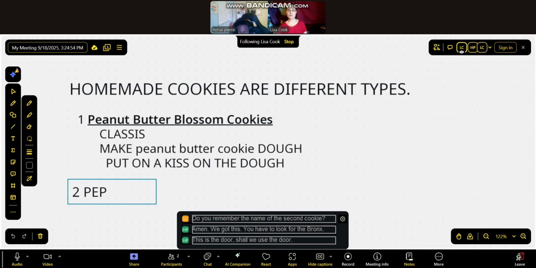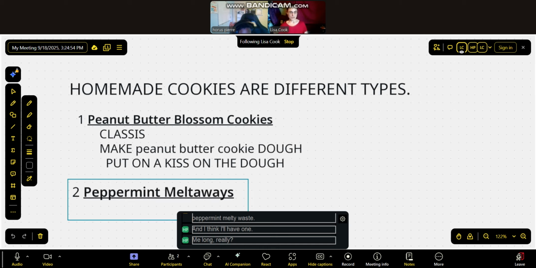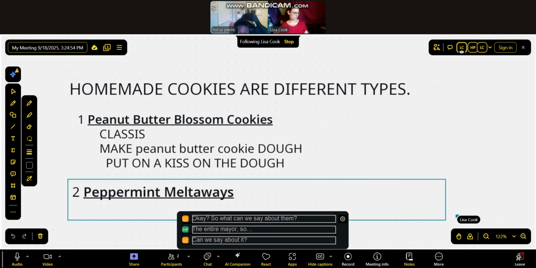And you can see that I'm actually going back to the article because it wasn't just peppermint candies, it was peppermint melty ways. Okay. So what can we say about them? What can we say about it? Look at your notes.